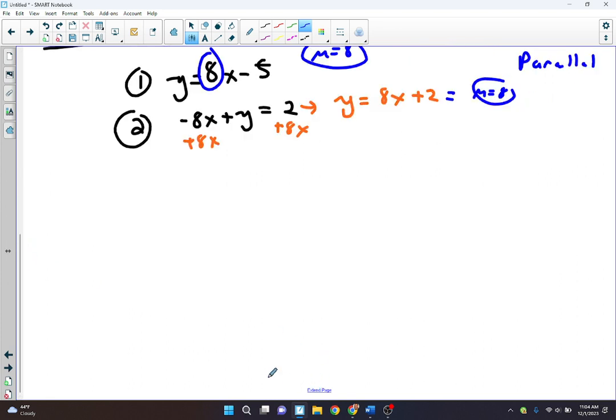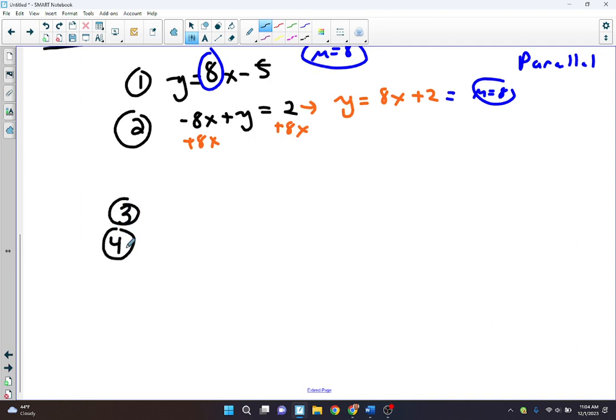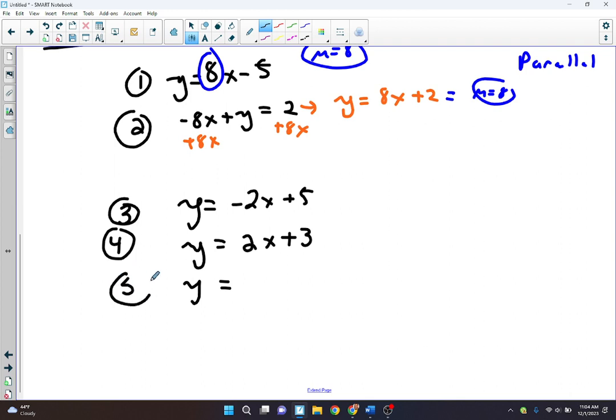Now that's parallel. If I ask you another one like this, so if I give you another one, y equals negative 2x plus 5, y equals positive 2x plus 3. Let's give you a third one, y equals 1/2 x minus 4. In this one, I'll give you 3 of them, and I might ask which ones of these are parallel or perpendicular to each other. Can you point it out?